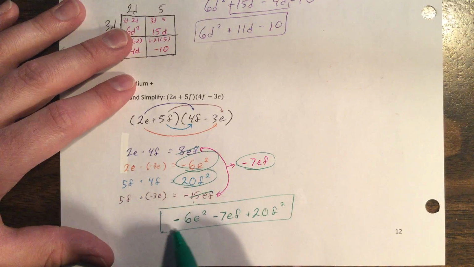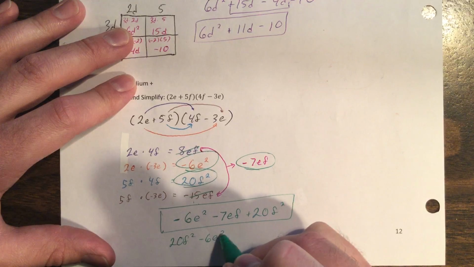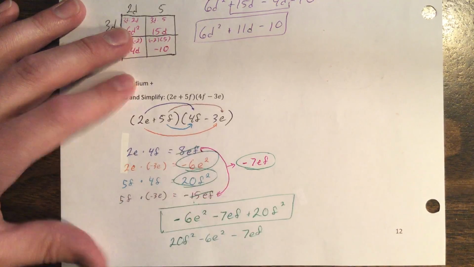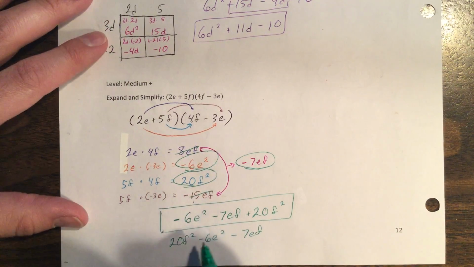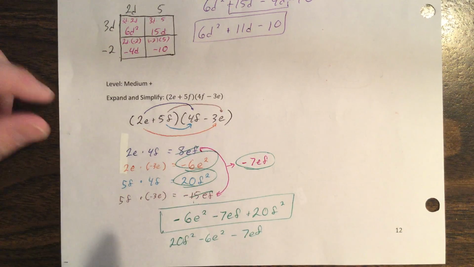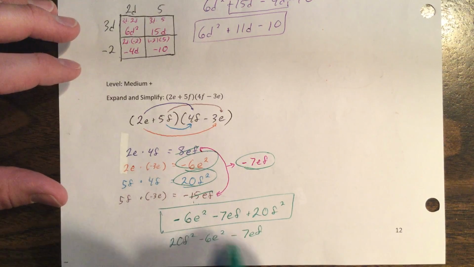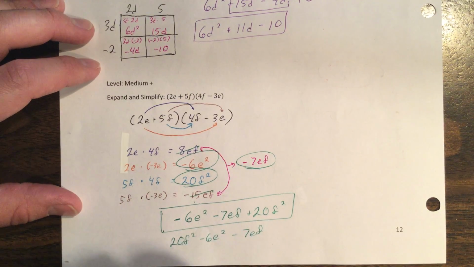As I said, if you don't like having a negative in front, let's just put the 20f squared in front. Then minus 6e squared minus 7ef. This is exactly the same answer. All we've done is we've just moved this term into the front. Now we have a positive in front. Okay, it really does not matter what order you have as long as you have the three terms in there.